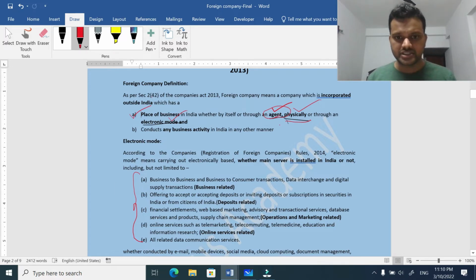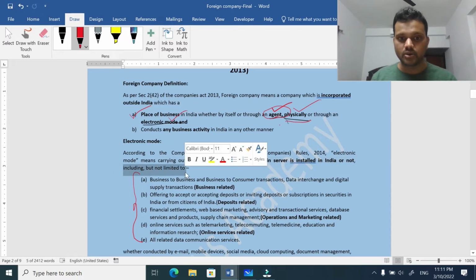And if you see here, the Registration of Foreign Companies Rules 2014 has defined what businesses can be considered as an electronic mode of business. They have given a list here. This is very generic in nature. I have categorized every business into business related, deposits related, operations marketing related, online services related. There is no need to read word by word. You can just grasp the information. That is more than enough, because this is not an exhaustive definition. This is an inclusive definition. If you see here, including but not limited. So this business is dynamic, and more kinds of businesses will be added here.